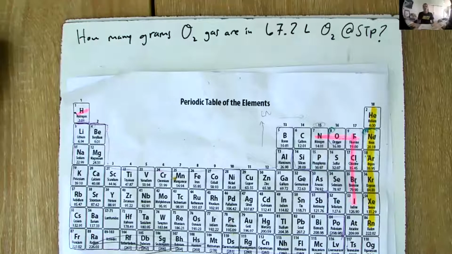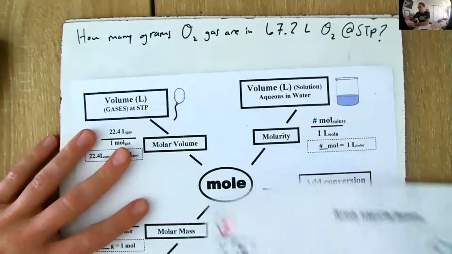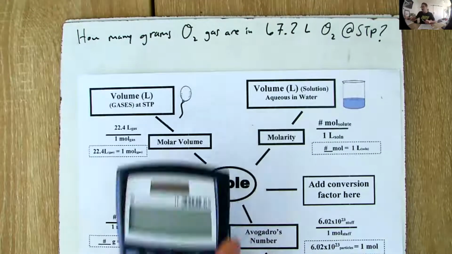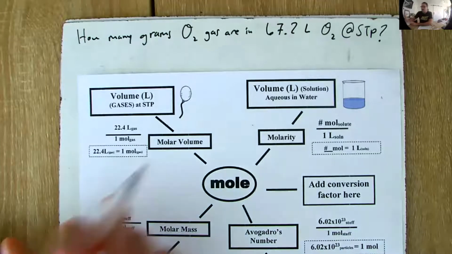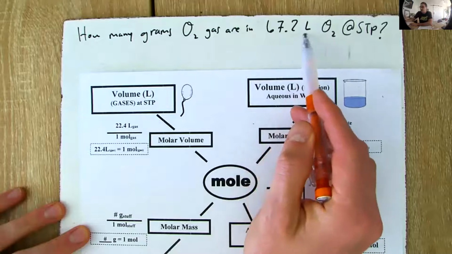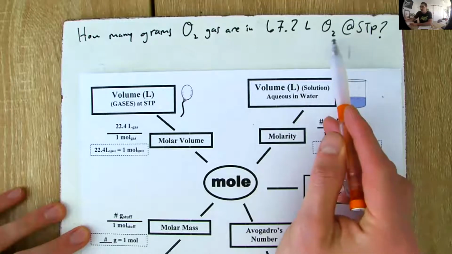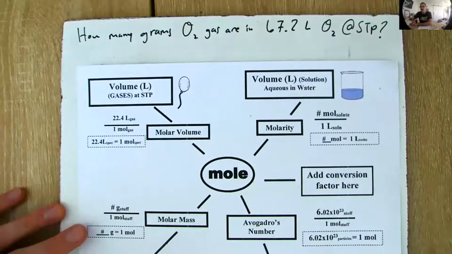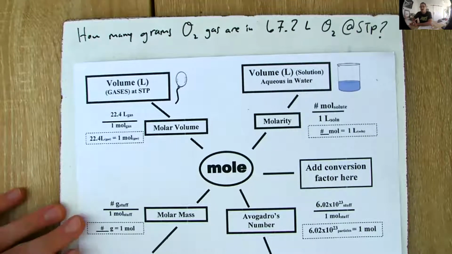All right, Mr. P, happy to do this question. So here's a new question. We got to make sure we get our stuff ready. We got a periodic table, we got our mole roadmap, and I got my pencil and my calculator. I'm all ready. So the question says, how many grams of O2 gas are in 67.2 liters of oxygen at STP? All right, students, let's use the mole roadmap so that we know where we're starting and where we're ending.